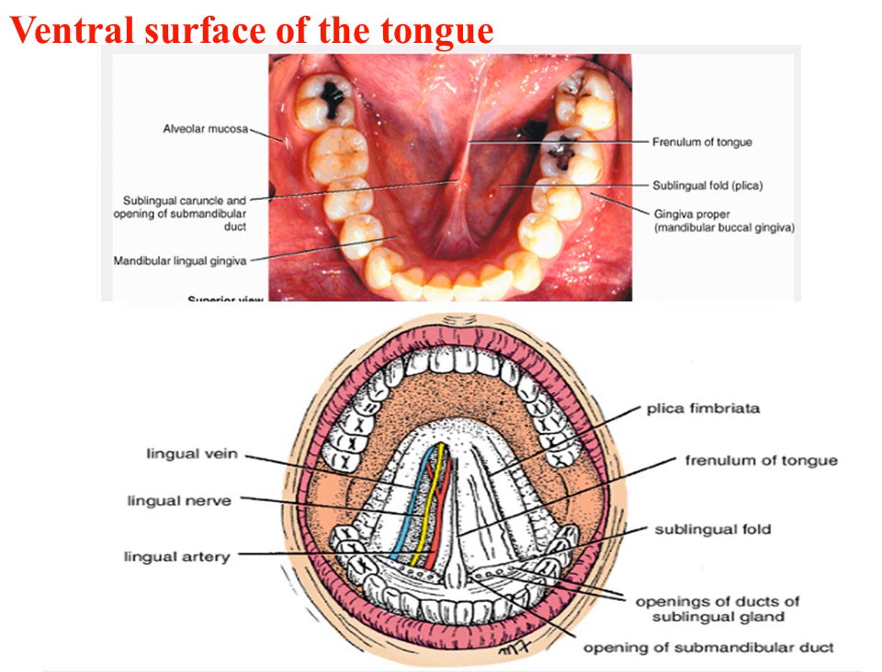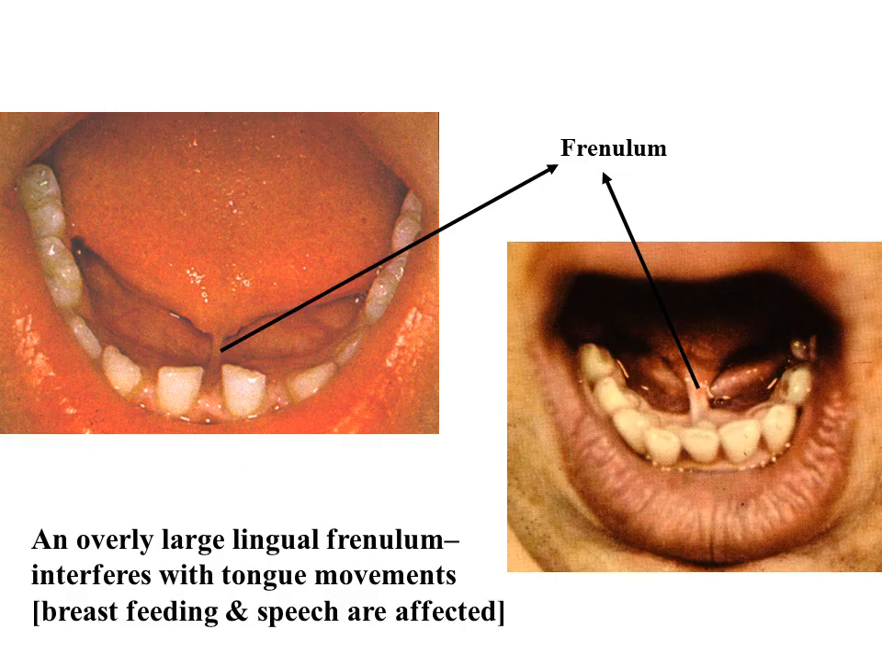Ventral surface again, as you can see here, the submandibular duct opens beside the frenulum, and this is the lingual vein, lingual nerve, and lingual artery. And these are the 4 to 5 openings of the ducts of the sublingual gland beside the sublingual fold. This is the frenulum, a large lingual frenulum. It interferes with tongue movement, breastfeeding and speech when it becomes short and large.